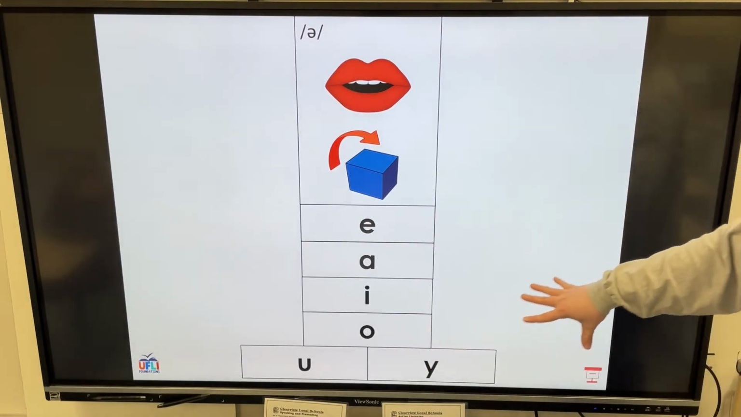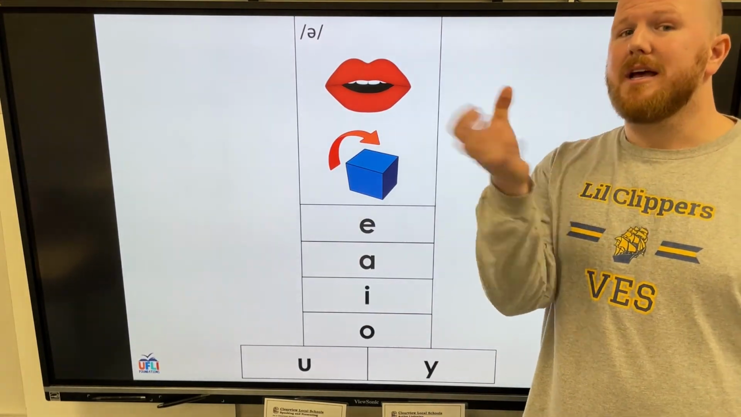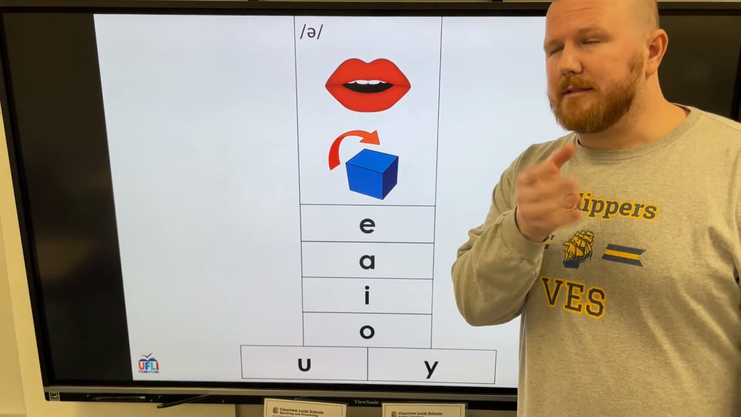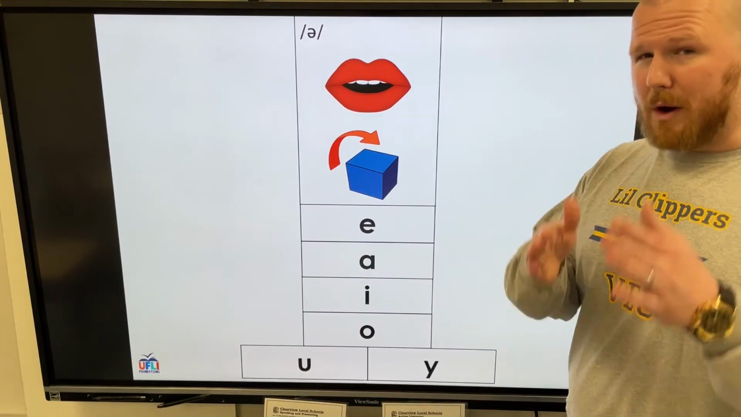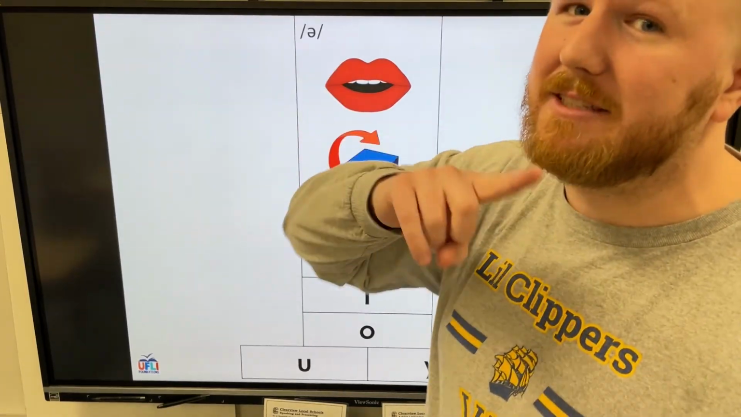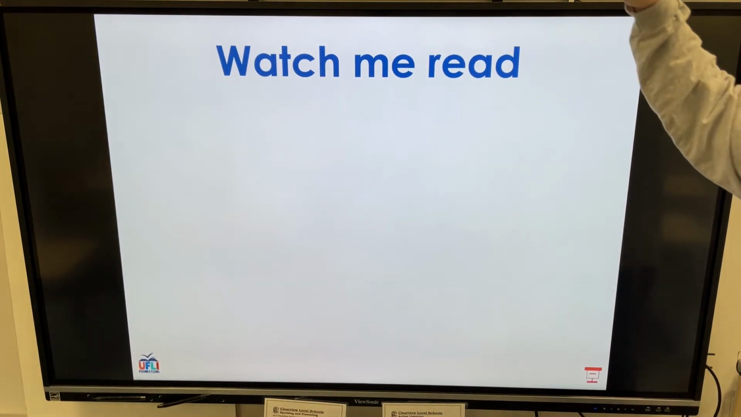Here's all of our schwas. And you're like, those are just all the vowels. Yes, because every vowel can be used as a different sound or phoneme at certain times. That's why we practice our irregular words, which will be in the lesson for tomorrow. But we're all done for today, so let's read.